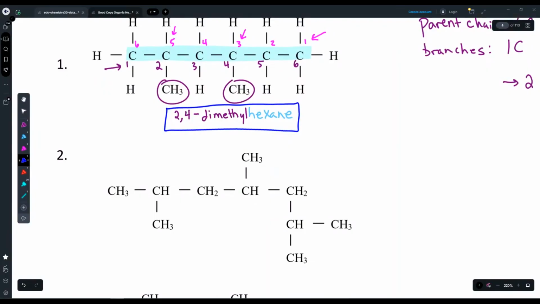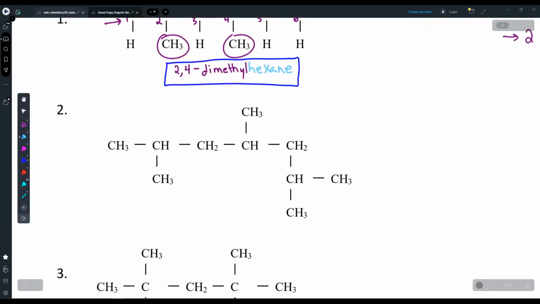All right, let's move on to the next compound. So step 1, let's identify our longest continuous chain or our parent chain. So I'm going to use this.